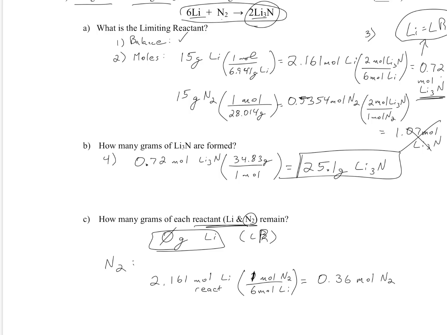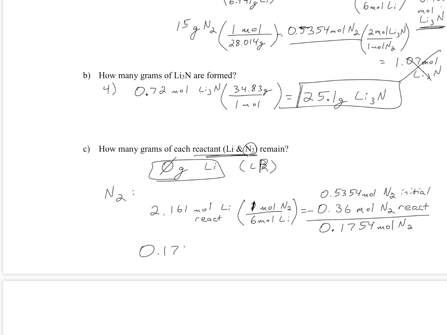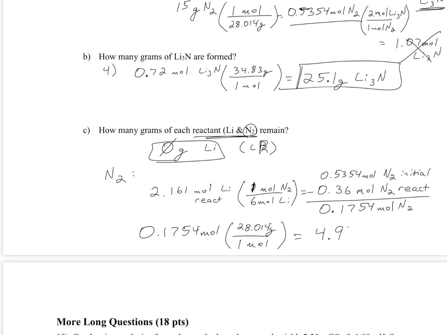0.36 mole N2 reacting. I started out with 0.5354 mole. I take the difference between these two. That gives me 0.1754 mole N2 at the end. I use its molar mass. And I get 4.91 grams N2 remaining, because I started off with 3 sig figs, so I better have 3 sig figs.